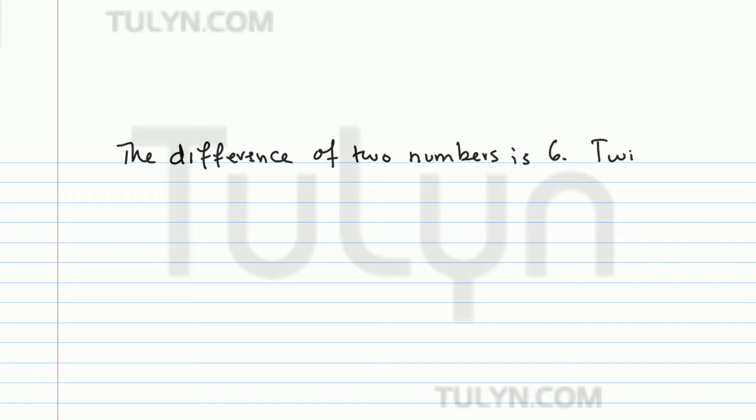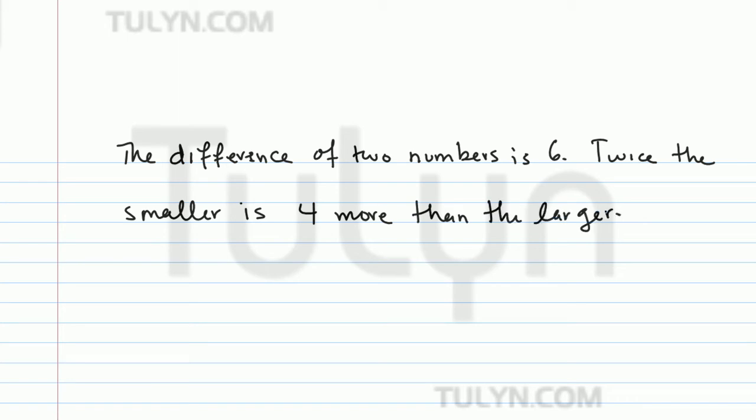So say we have a number comparison problem like this. The difference of two numbers is 6. And we know twice the smaller is 4 more than the larger. And what I want you to do is find the two numbers.